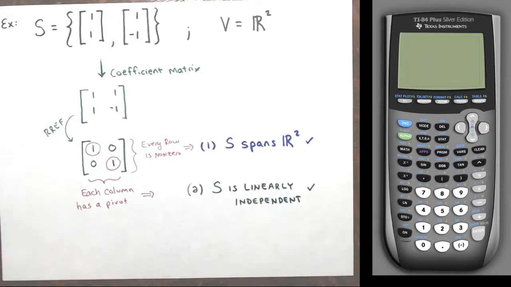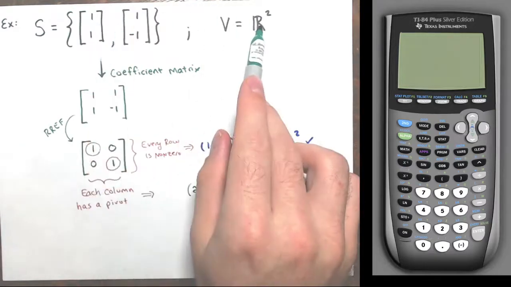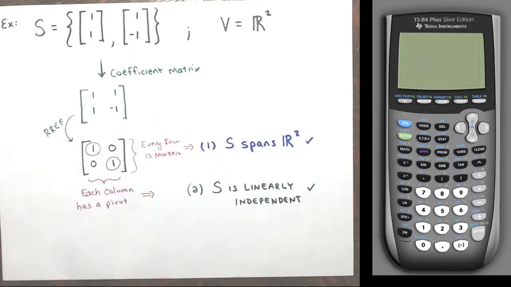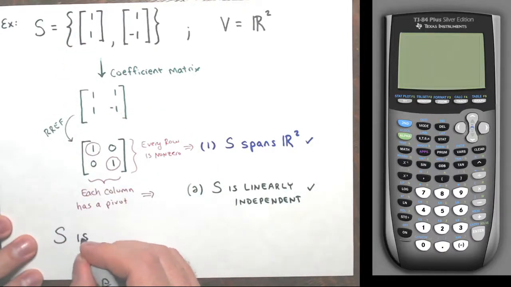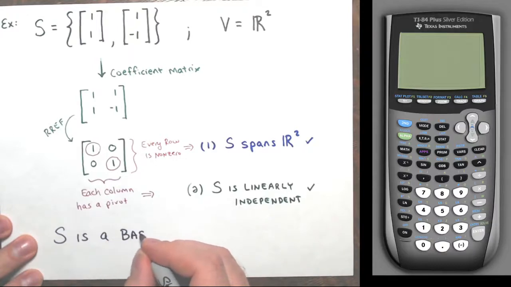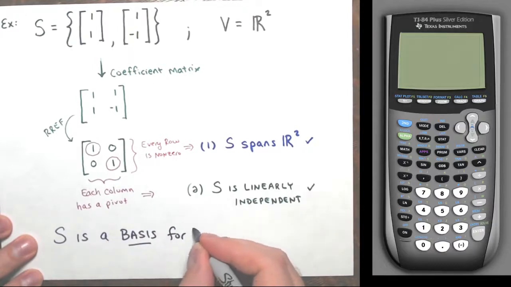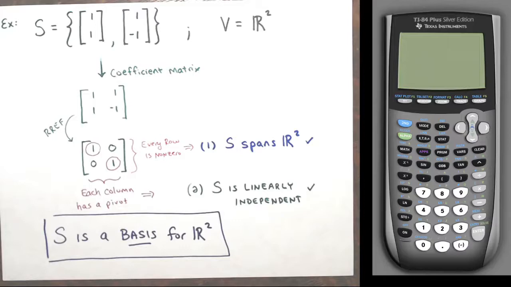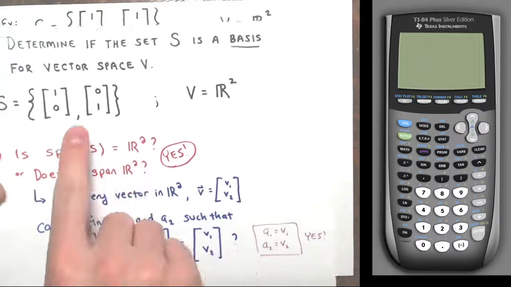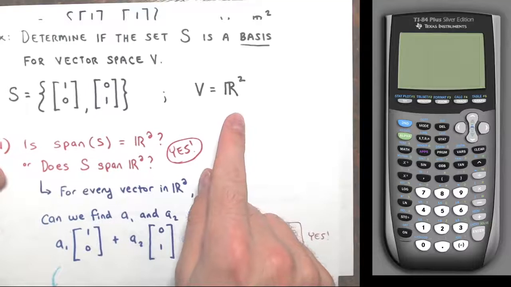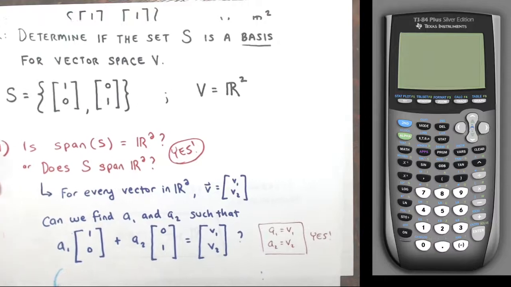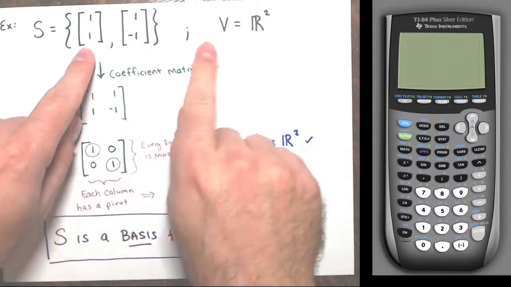So since both of these things are true, every vector in R2 is a linear combination of these two, and these two are linearly independent, this set S is a basis for R2. Just based on the first two examples, in the first example this was a basis for R2, and it's called the standard basis because it's the columns of the identity matrix. And this is also a basis for R2.